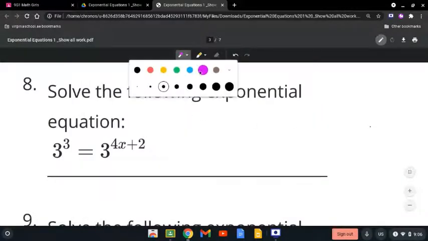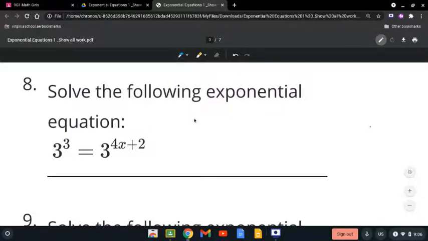Here you have another example. Solve the following exponential equation. We have 3 to the power of 3 equals 3 to the power of 4x plus 2. So first thing we're going to look at is the base numbers. Here we have 3 and here we have 3. They're the same, so it's fine. We can just solve it.